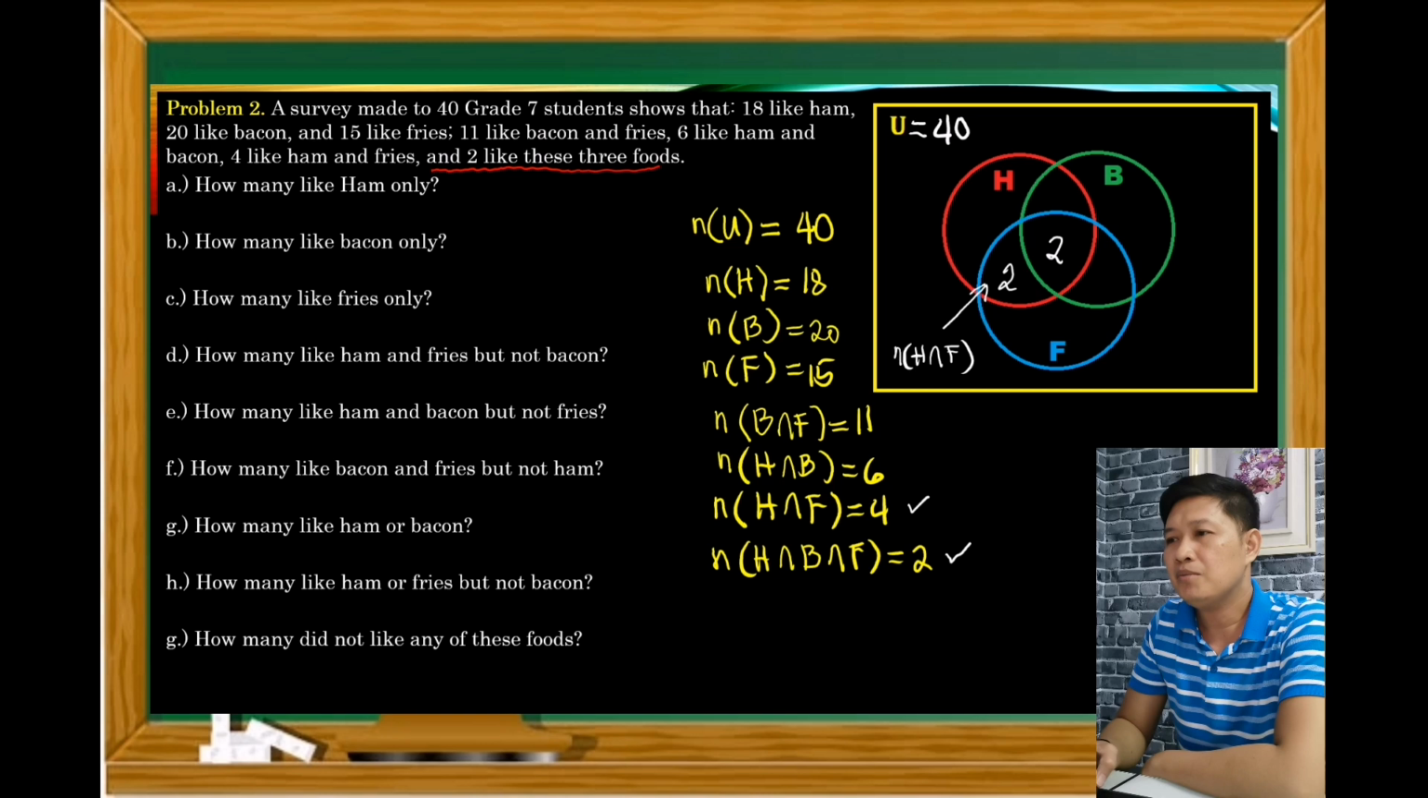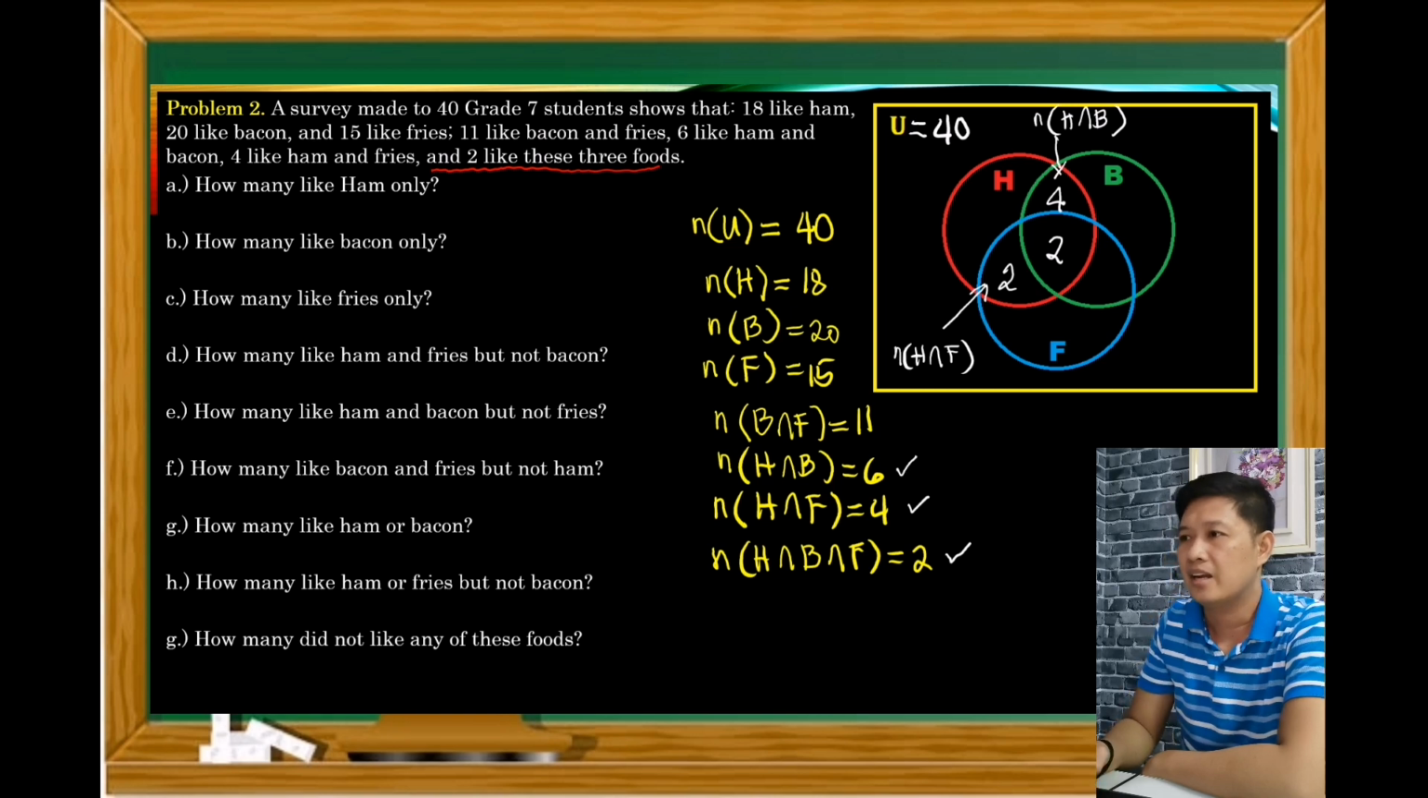Next, the number of students that like ham and bacon, dito natin yan makikita. Ito yung intersection ng estudyanteng may gusto sa parehong ham and bacon. Ang sabi dyan, 6 daw. Tama? 6 yan. May 2 na tayo sa gitna. So, all we have to do is to write only 4. Tama ba? 4 na lang. Okay, kasi 4 plus 2 is 6.